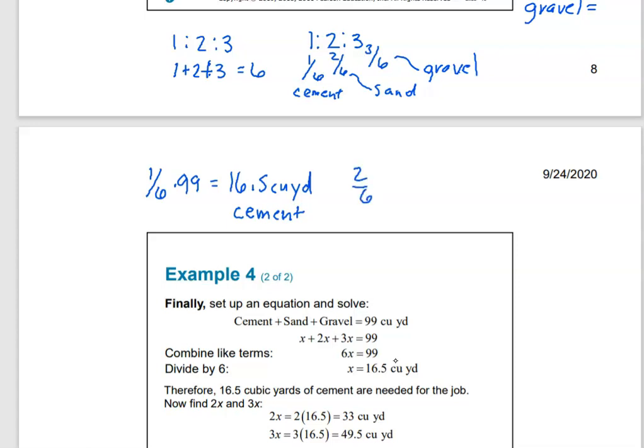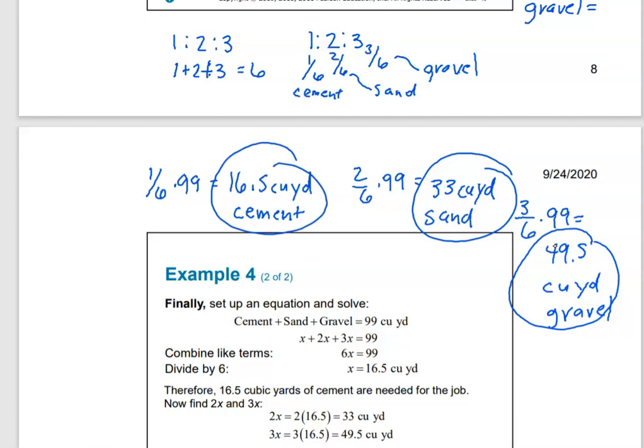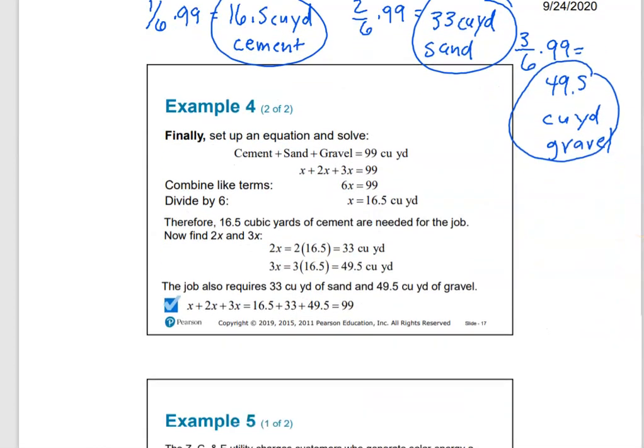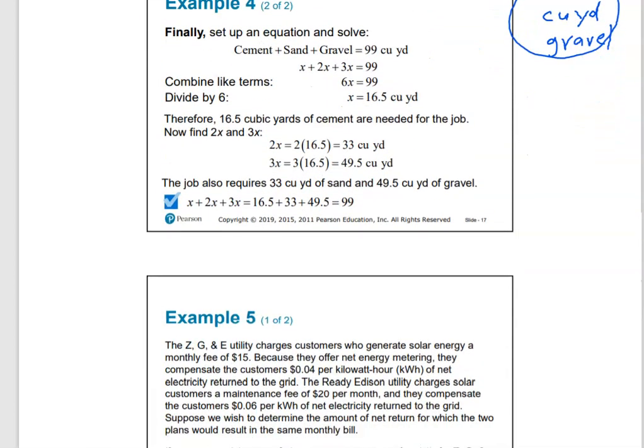If I do 2/6 times 99, I'm going to get 33 cubic yards, and that's how much sand I need. And then to figure out the gravel, I would do 3/6 times 99, and that's going to get me 49.5 cubic yards of gravel. And those would be my answers of what I would need for each one of those. Now they've got a different way that's very similar, but a different way than how I work that problem out, and it's fine to do it that way too, okay?